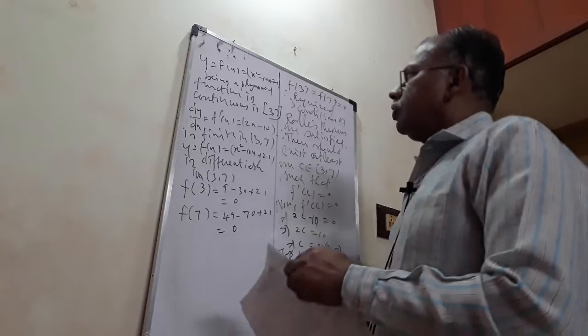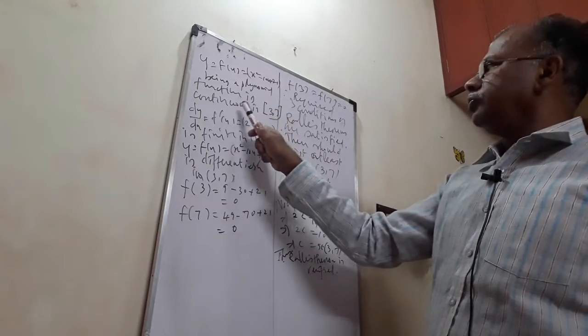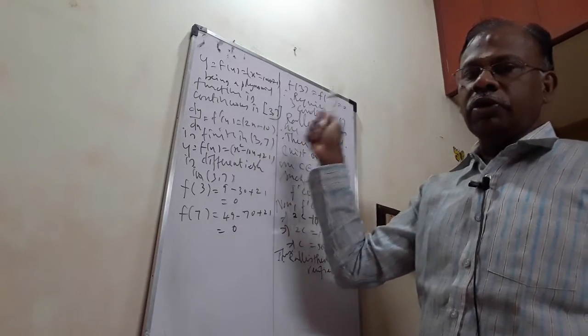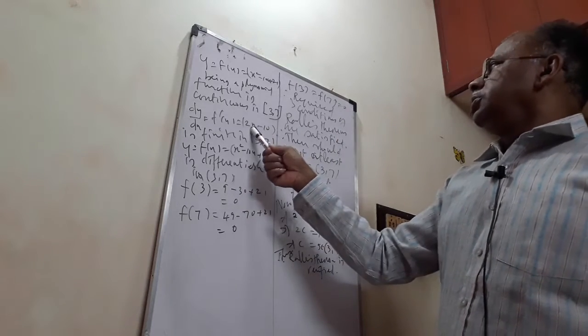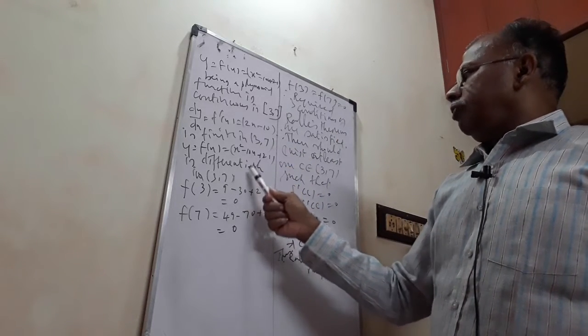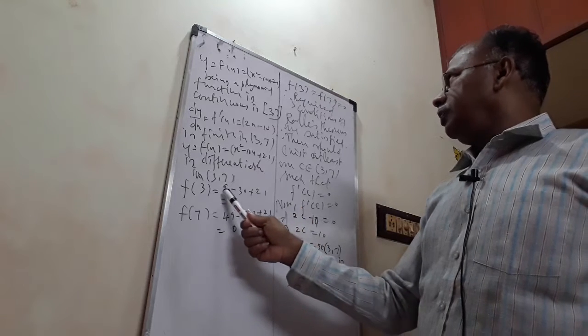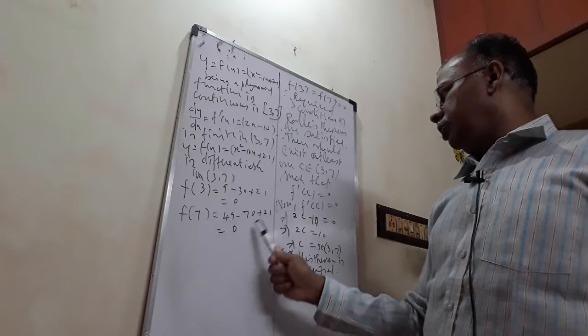Let me repeat the whole process. This being a polynomial function is continuous. Every polynomial function is continuous. Therefore, we are allowed to write like this. Derivative is a finite quantity in the open interval. Therefore, it is differentiable. F of 3 is 21 plus 9, 30 minus 30 is 0.